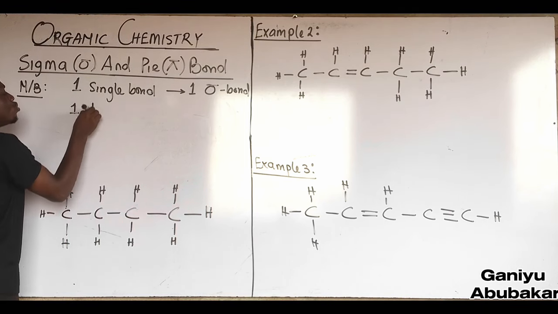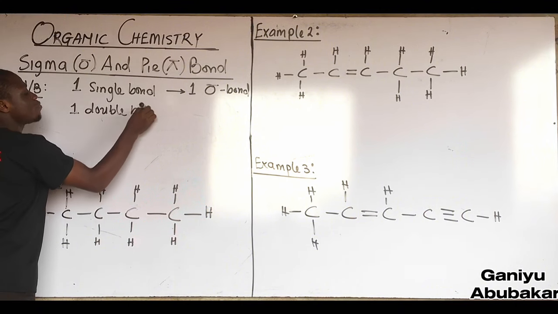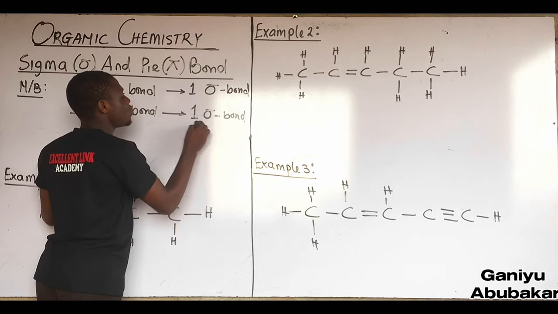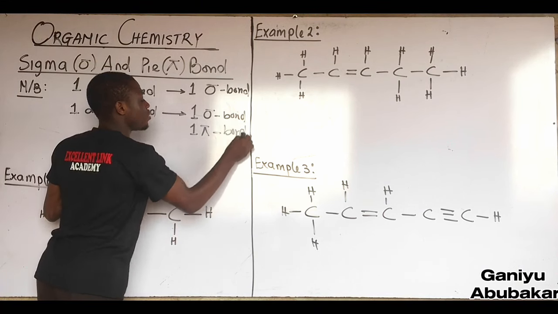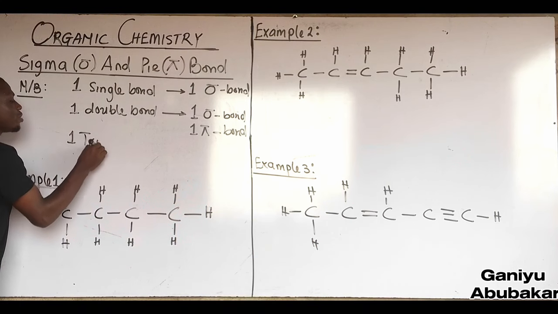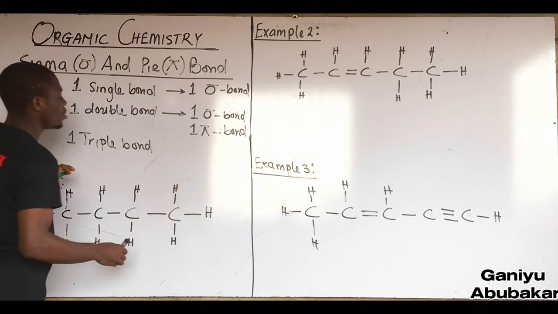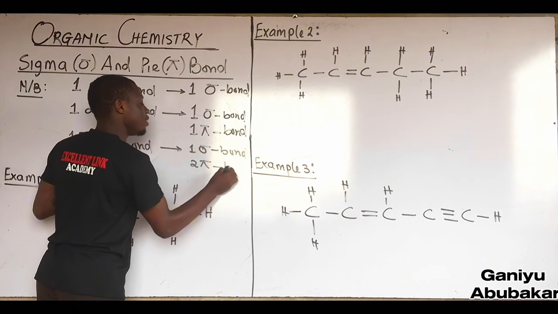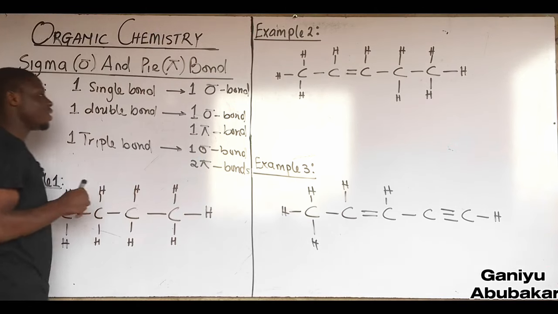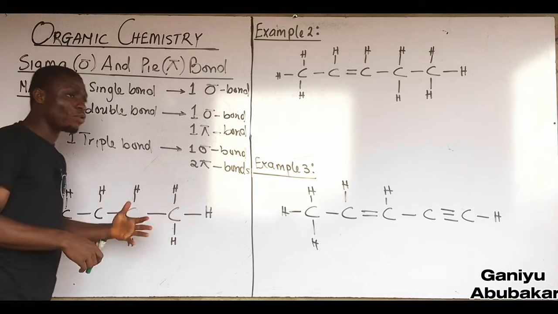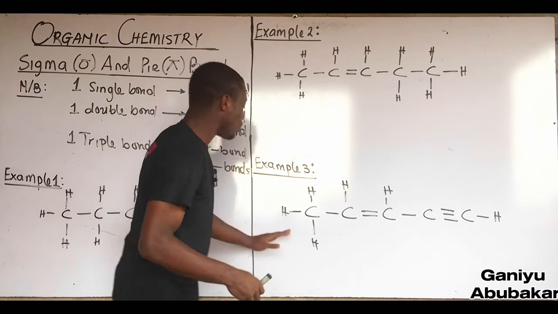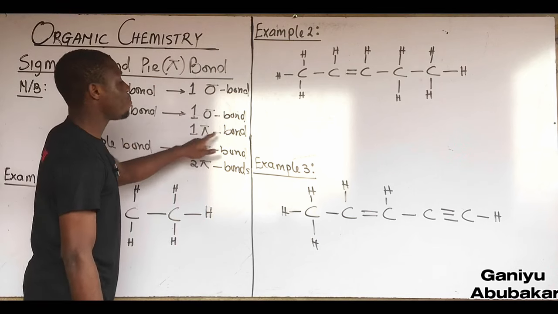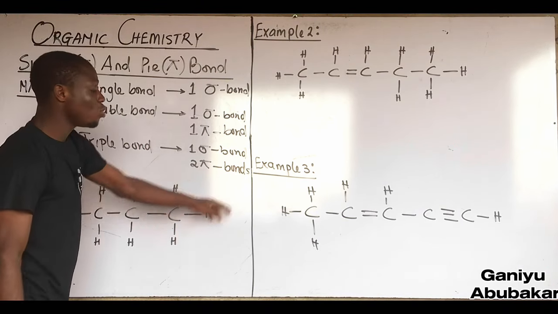Note that one double bond gives one sigma bond and one pi bond. Finally, note that one triple bond gives one sigma bond and two pi bonds. So as you can see, for you to know how many sigma bonds and pi bonds are present in a given organic compound such as these ones here, note that one single bond contains one sigma bond, one double bond contains one sigma bond and one pi bond, and one triple bond contains one sigma bond and two pi bonds.